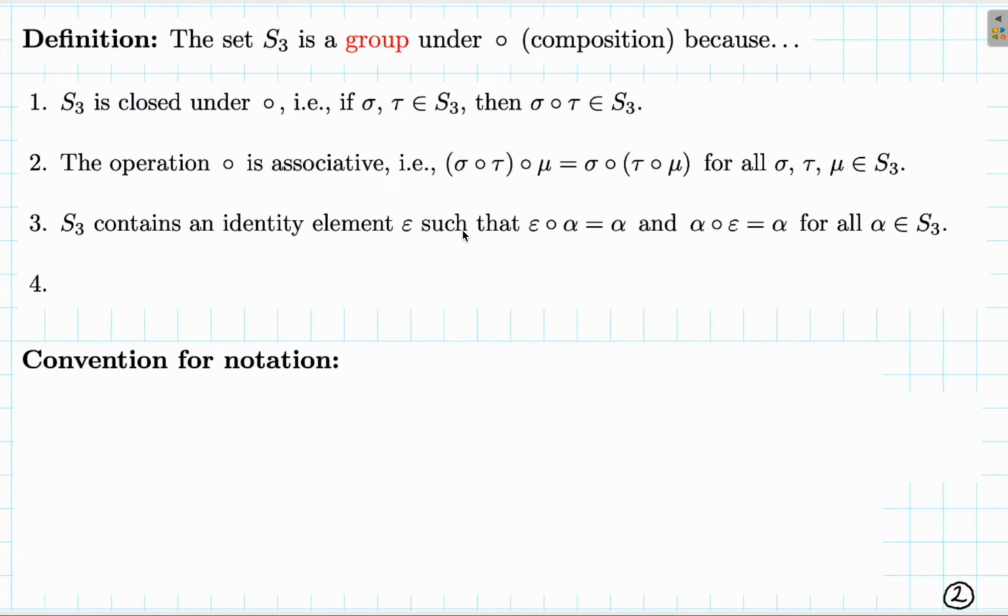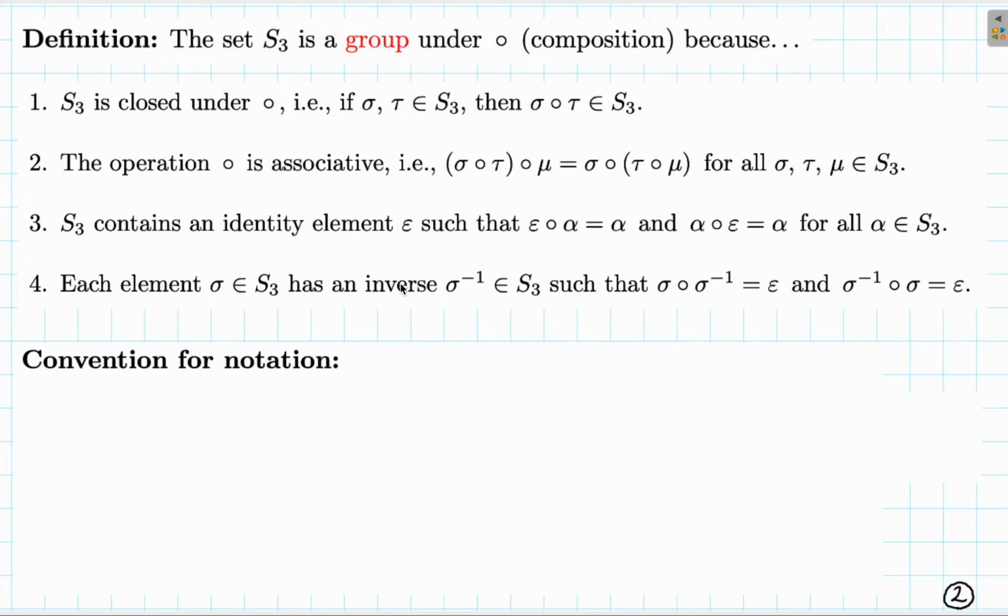Third, S3 contains an identity element, epsilon, such that epsilon composed with alpha is equal to alpha, and alpha composed with epsilon is still alpha for all alpha in S3. So such an identity element acts like the number 1 if you were multiplying, or the number 0 if you are adding.